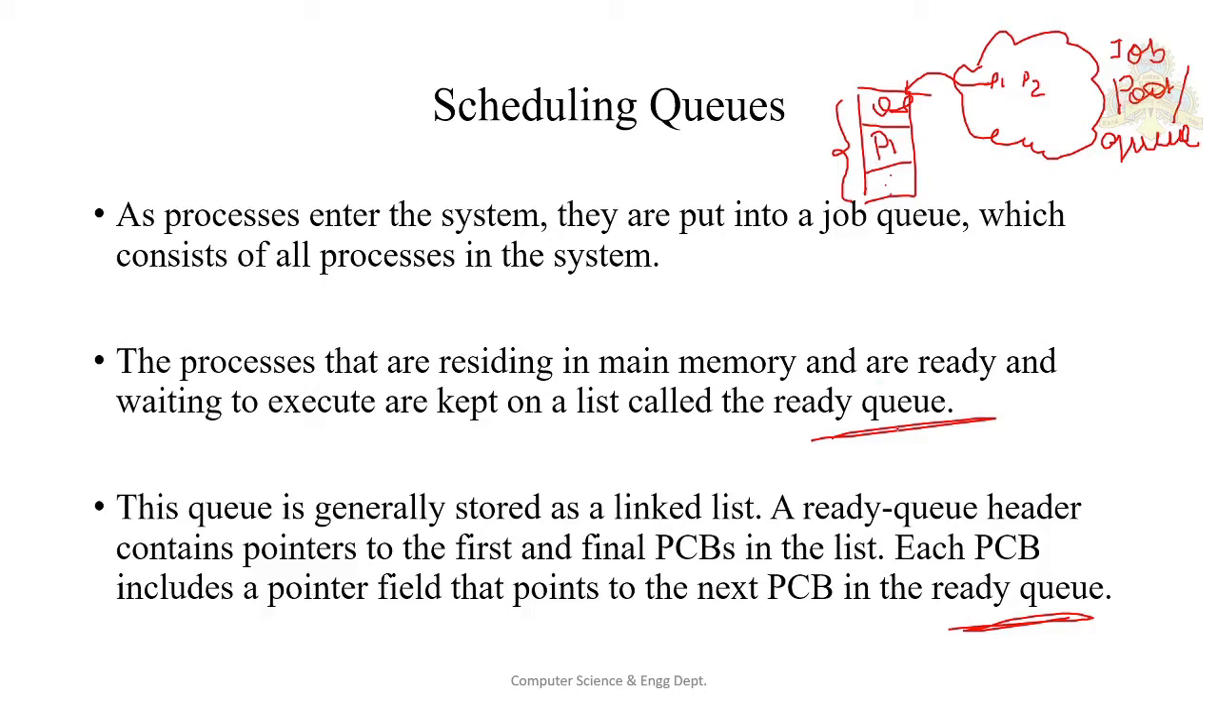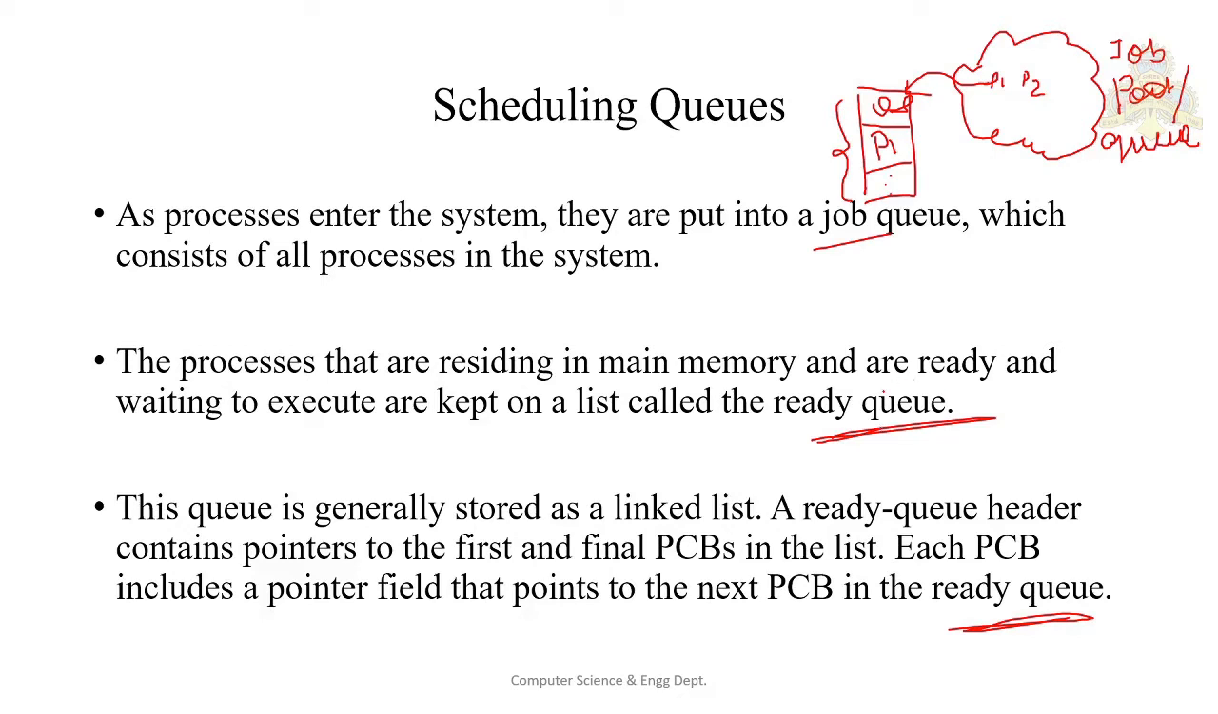Now do not get confused here. I am saying that from the job pool or the job queue, your process will be kept in the main memory for execution. That is 100% right. So in the main memory also you will have a queue. That particular queue we call the ready queue, and it contains only the processes that are ready for execution or waiting for the CPU. Okay, so we have seen what is the job queue and what is the ready queue.